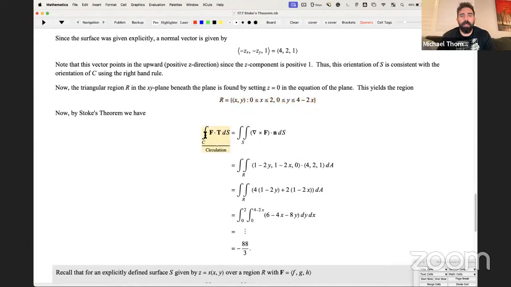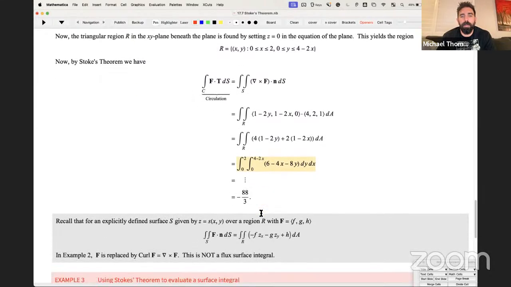So let's evaluate the circulation. That's what we were asked. Rather than do it directly, we're going to use Stokes' theorem. So I'm replacing it with this. I found the curl. That's this guy. And there's the normal vector. I'll dot them together. Simplifies to this. And then I'll just evaluate over the region R, which was that triangular shaped region. If you run through and do the math there, you'll end up getting -88/3. So the circulation is negative.